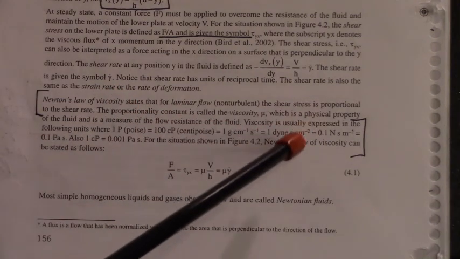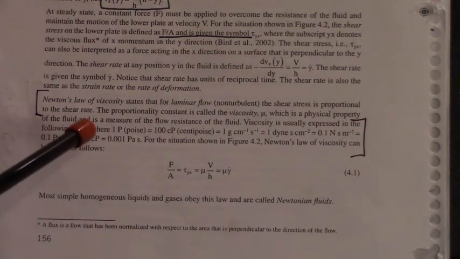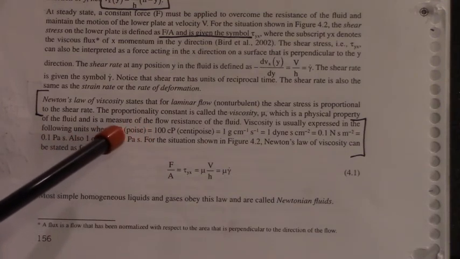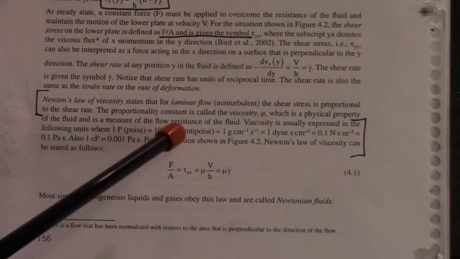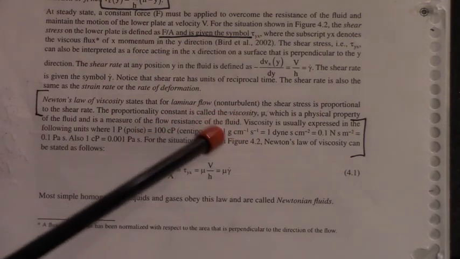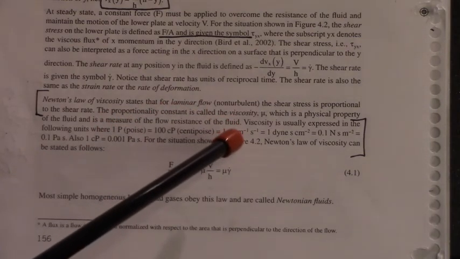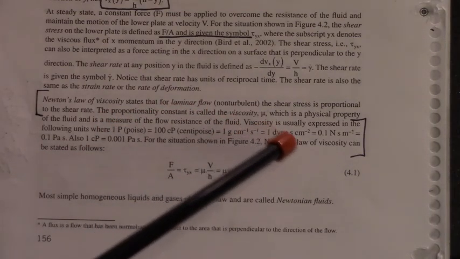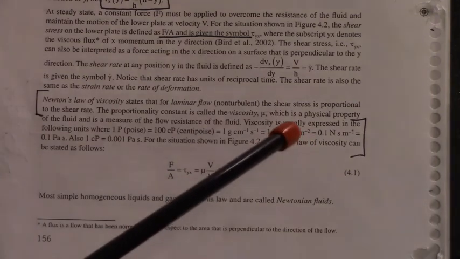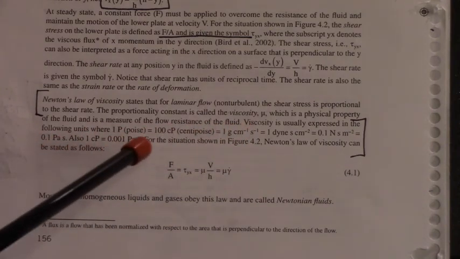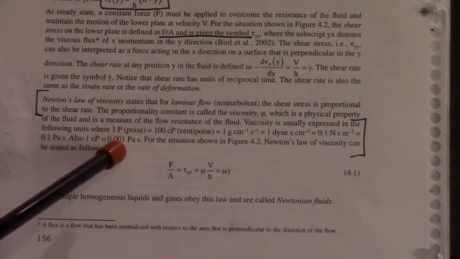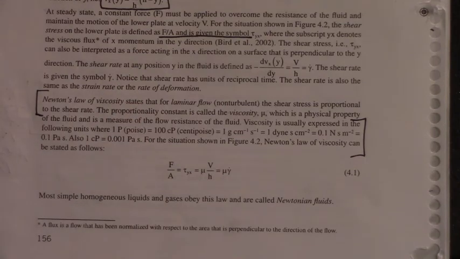And viscosity is usually expressed in the following units, where 1 poise, the old standard unit, 1 P is equal to 100 centipoise. And a poise is also 1 gram per centimeter per second, which is also equal to 1 dyne-second per square centimeter, and so on. You can see all these units. The key one to remember is that 1 centipoise is 0.001 Pascal seconds. Pascal seconds is the SI unit that's used for viscosity.